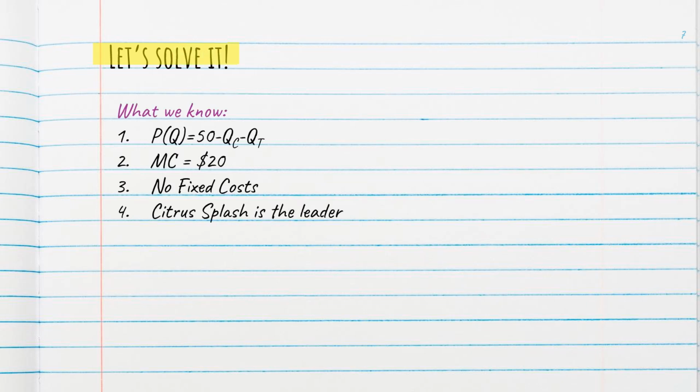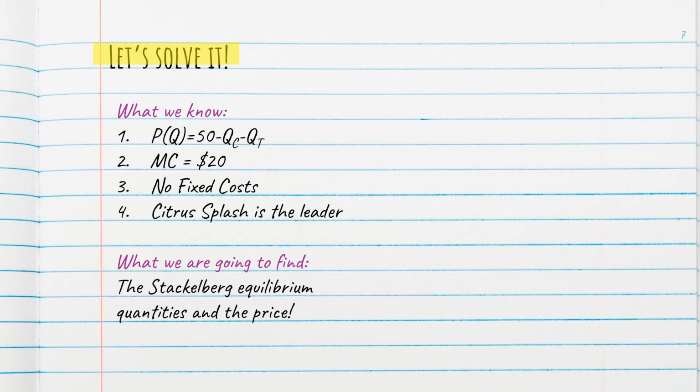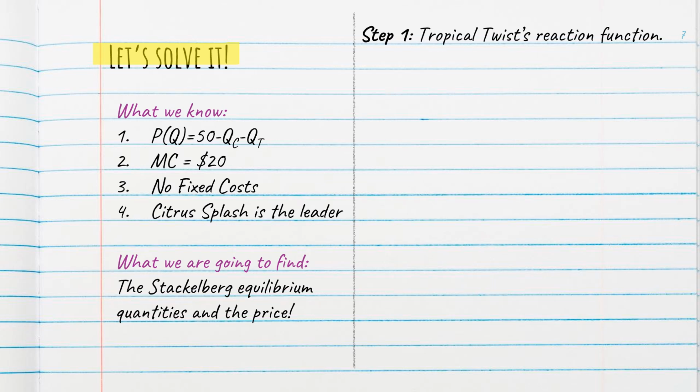Let's solve this question. Here's what we know: inverse demand, marginal cost, no fixed costs, and we also know that Citrus Splash is the leader. With this information, we are going to determine the Stackelberg equilibrium quantities as well as the price. Our first step is to consider the behavior of the follower. That means we need to find Tropical Twist's reaction function by setting marginal revenue equal to marginal cost. We have marginal cost, but we don't have marginal revenue, so we need to find it.